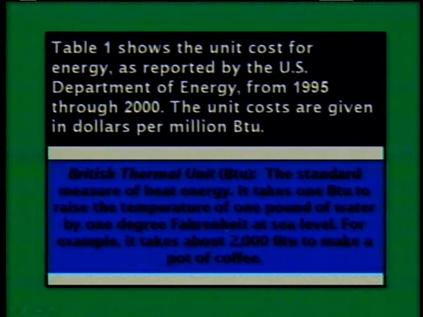BTU is an abbreviation for the British thermal unit, and this is the standard measure of heat energy. All energy is heat energy. It takes 1 BTU to raise the temperature of 1 pound of water by 1 degree Fahrenheit at sea level. Well, that's kind of abstract. For example, it takes about 2,000 BTU to make a pot of coffee. So with 1,000,000 BTU, we can make 500 pots of coffee. So when we think about 1,000,000 BTUs, let's think about the energy we need to make 500 pots of coffee.